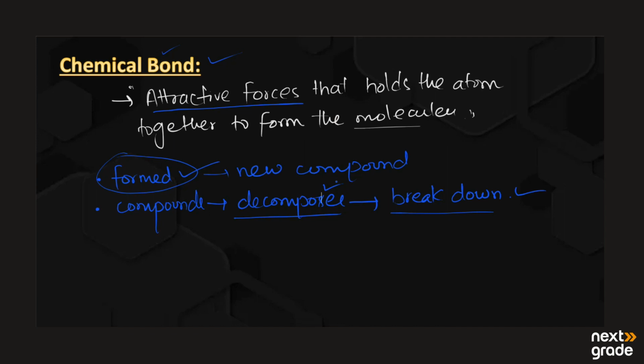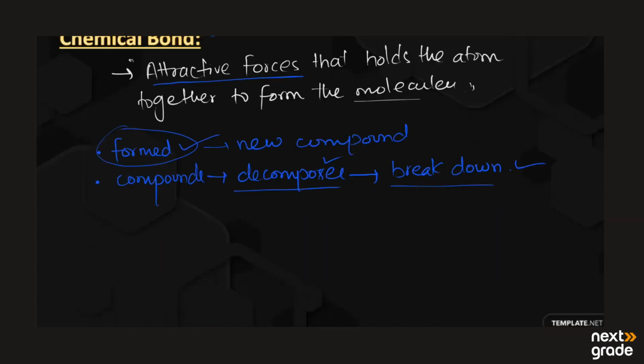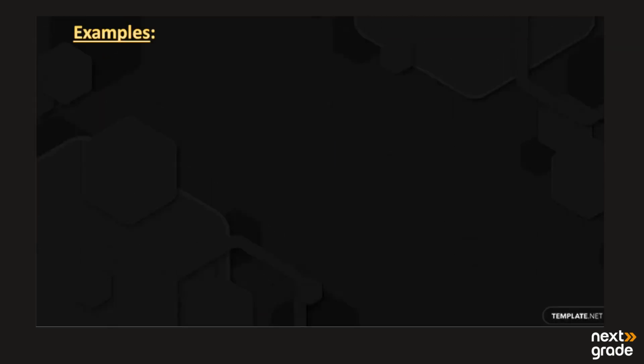Now the chemical bond with examples. What are the examples of the chemical bond? The atoms of an element may form a chemical bond by the gain of electrons, second by the loss of electrons, or by the sharing of electrons. So these are basically three ways.